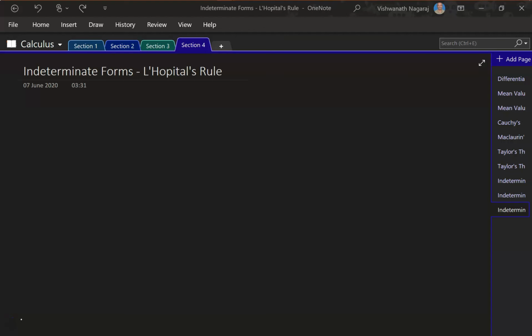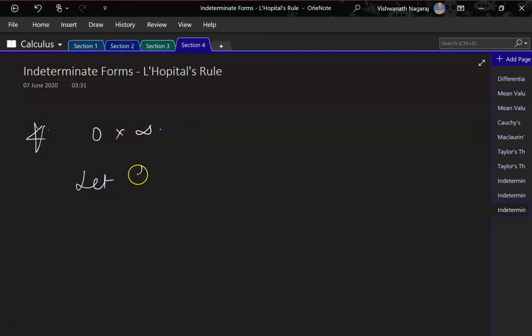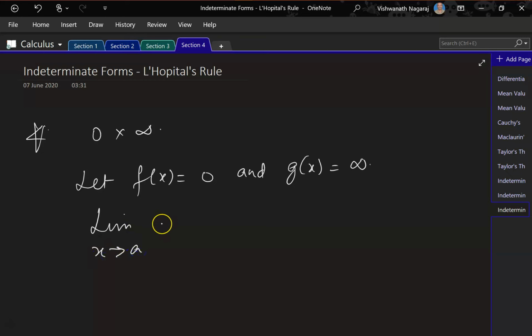Let's look at other indeterminate forms. So let's say we have two functions, f of x is equal to 0. Okay, so let's look at 0 times infinity. So let f of x is equal to 0 and g of x is equal to infinity, and we want to figure out the limit as x approaches a of f of x times g of x.